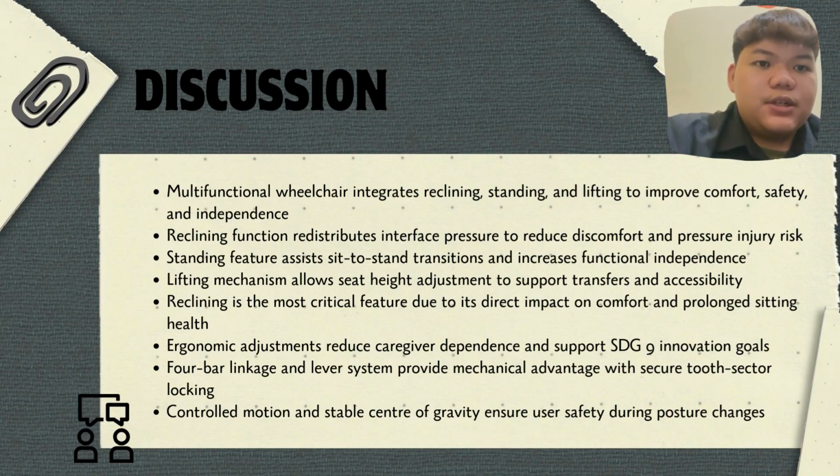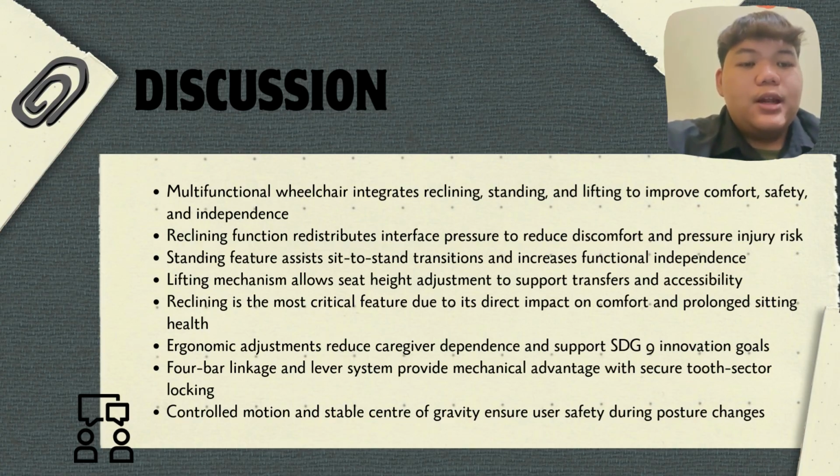Next is the standing feature, which is designed to assist users in transitioning from a seated position to a partially or fully supported standing posture. This function is especially beneficial for elderly and disabled individuals who require additional support during daily activities. The lifting feature enables vertical adjustment of the wheelchair seat by allowing users to modify their seat height according to specific tasks. This function is particularly useful during transfers, such as moving into the bed.